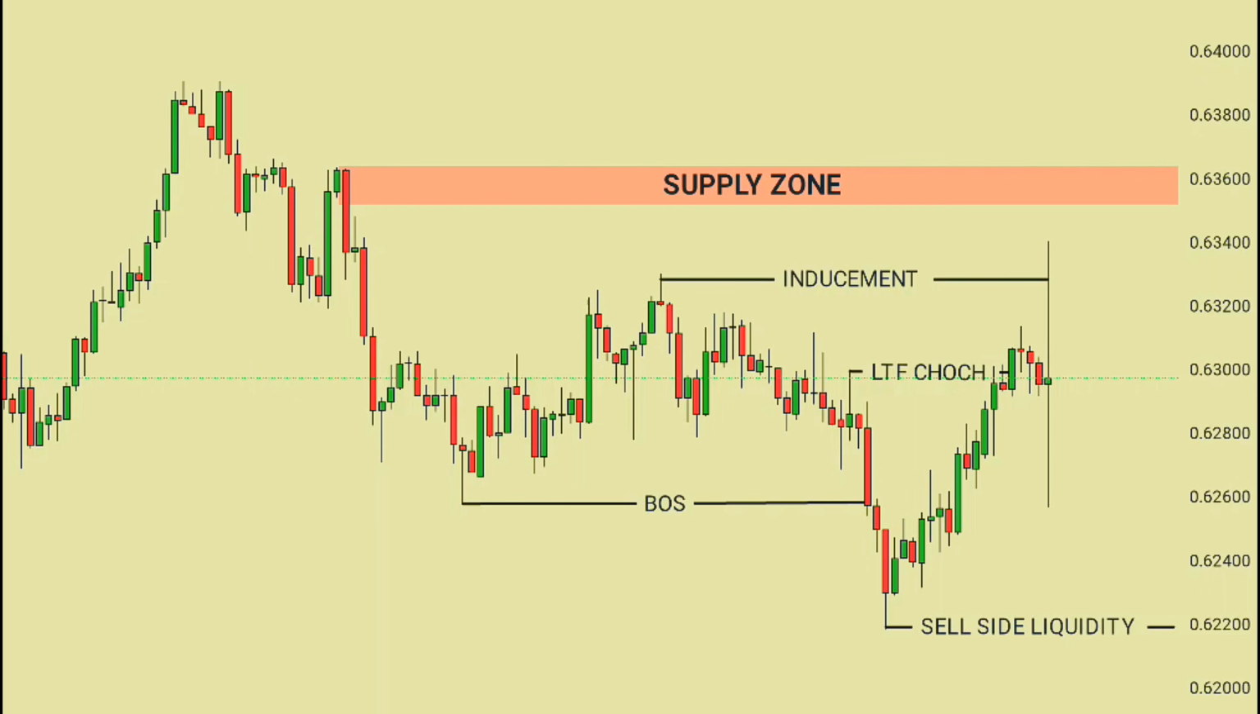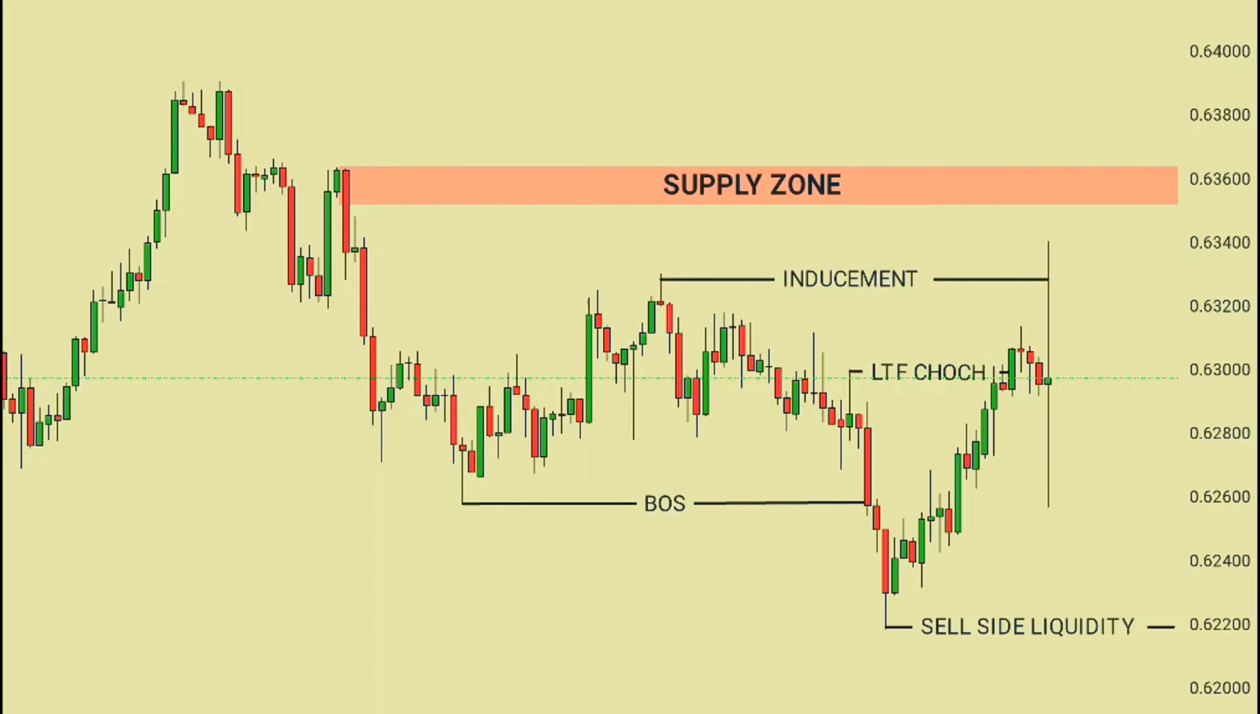Areas like this usually attract liquidity because many traders place their stop losses below these lows, while others place sell stop orders expecting a breakout. For the market, these levels become pools of liquidity, and when we combine this with the break of structure, the change of character on the lower time frame, and the supply zone above the market, the expectation becomes very clear.